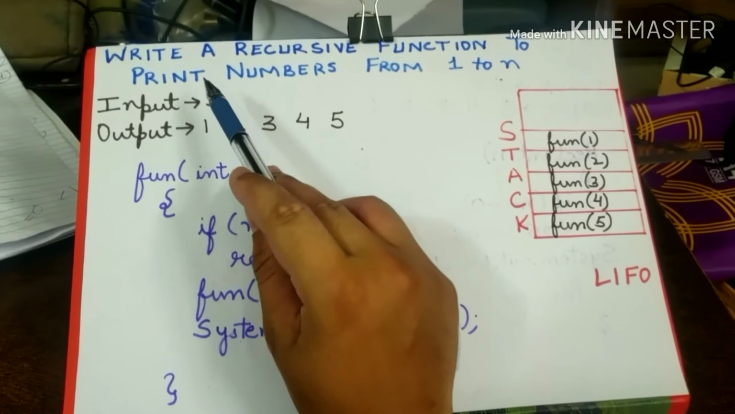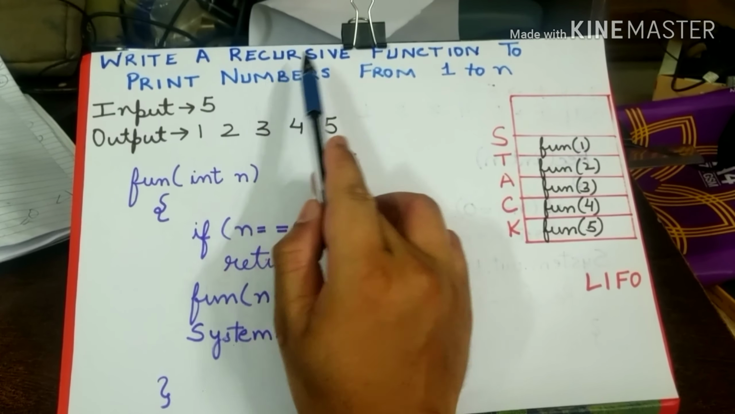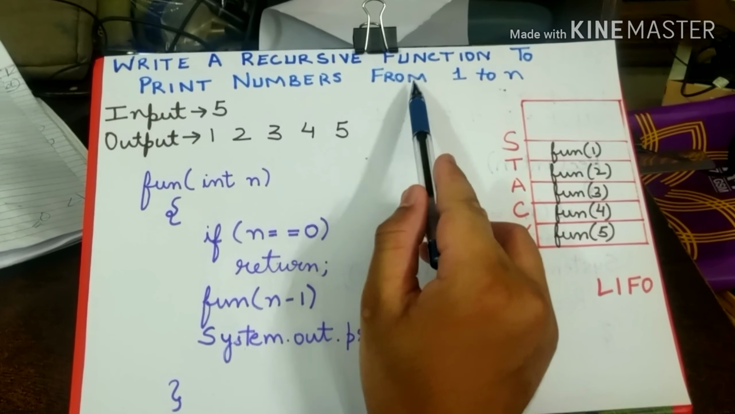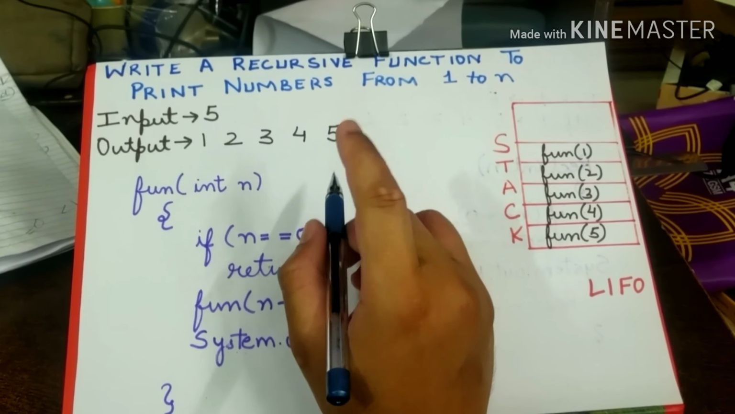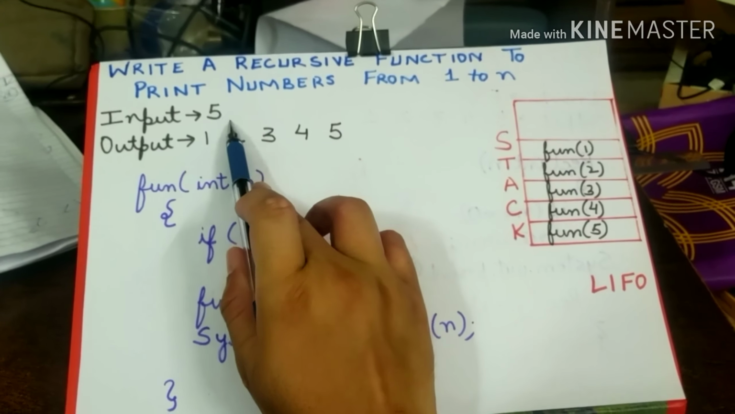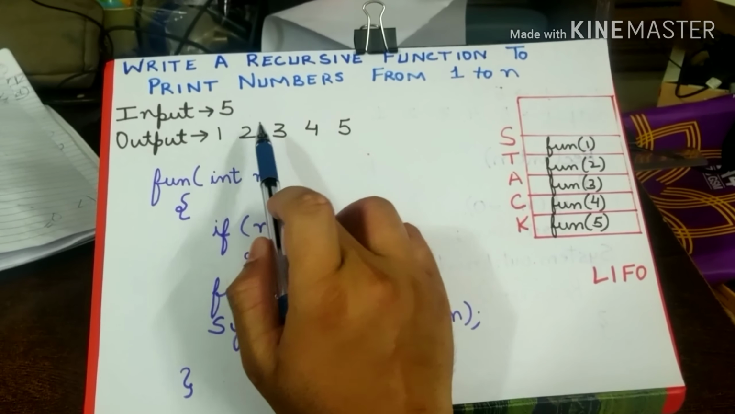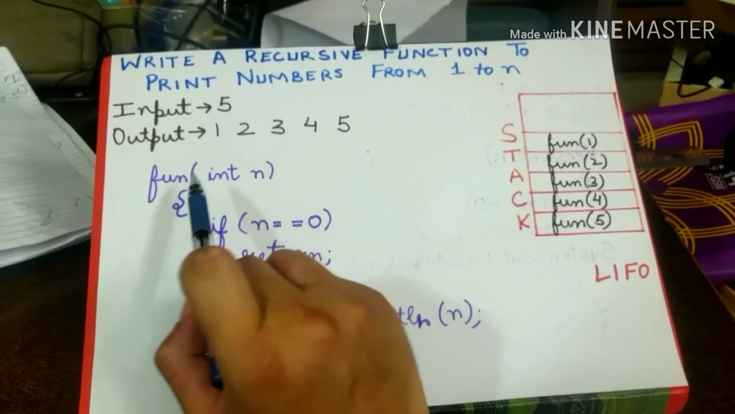Hello guys, today we will write a recursive function to print numbers from 1 to n. In the previous lecture we did it from n to 1. Input is 5, the output should be 1, 2, 3, 4, 5.